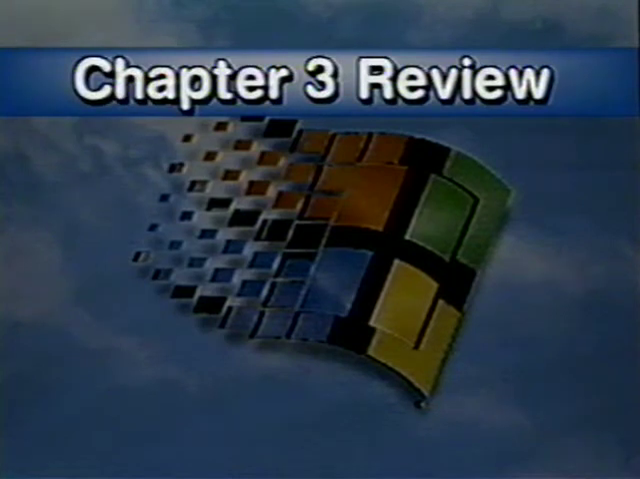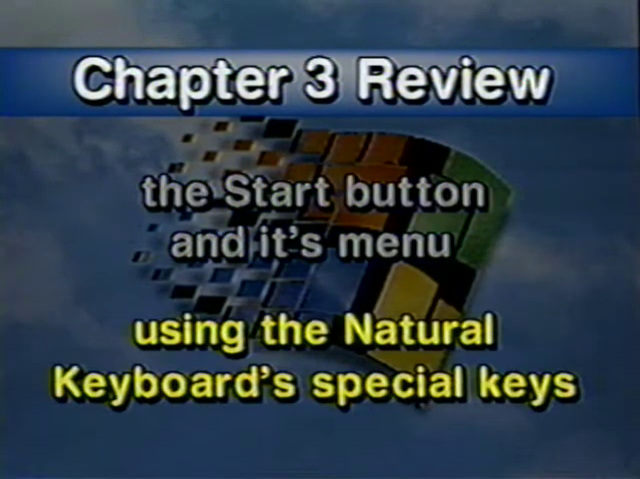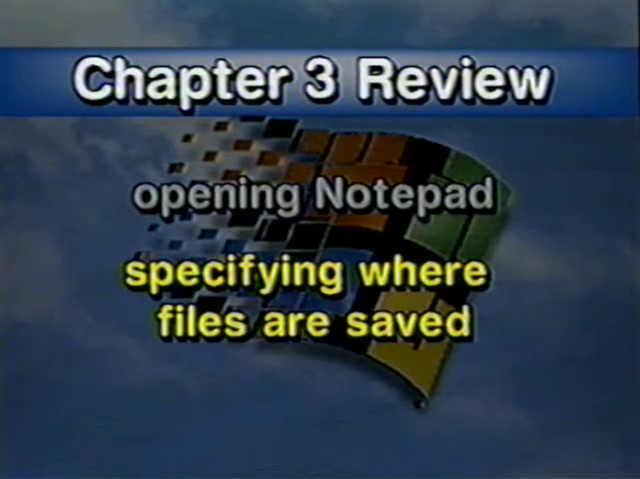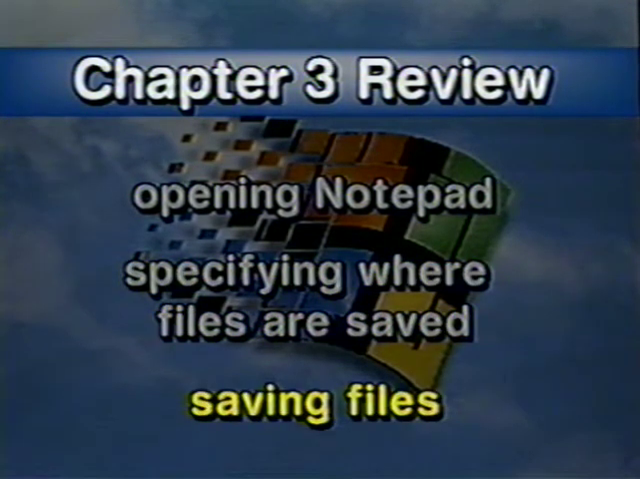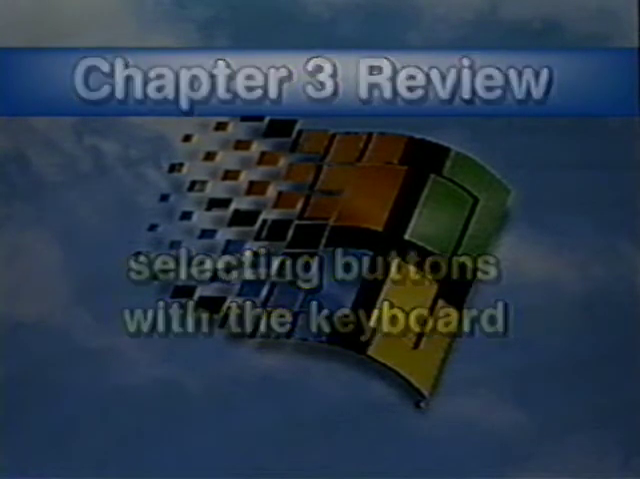Let's review what we covered in this chapter. We discussed the Start button and its menu, learned about two special keys on the Microsoft Natural Keyboard, and opened Notepad through the Start menu. Then we learned how to specify where files are saved and how to save them as different types of files. Finally, we learned how to take advantage of the highlighted button in a window.